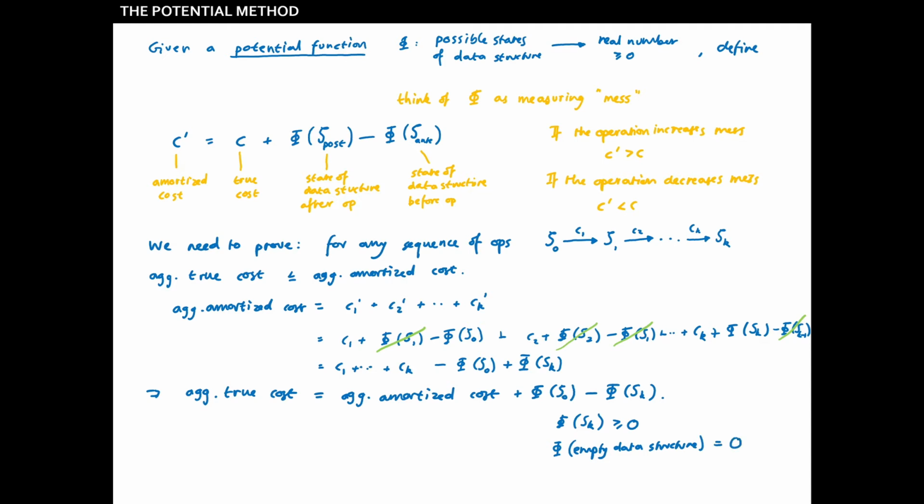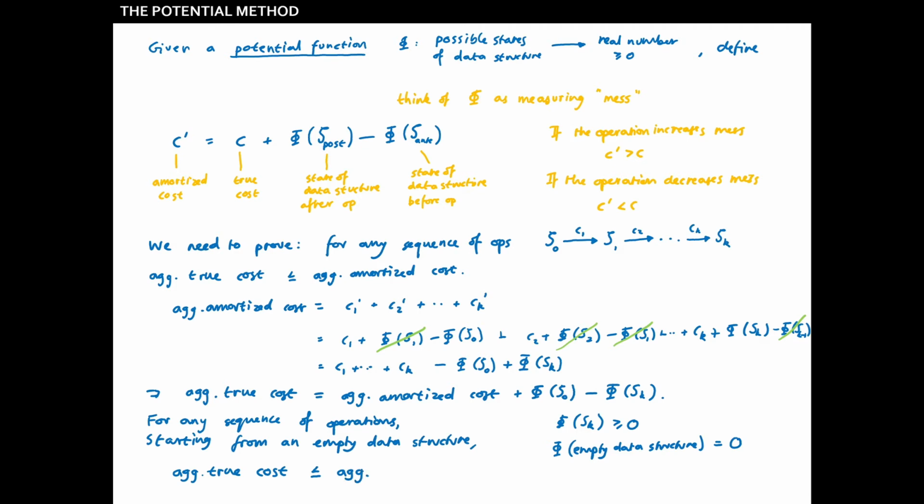So, in other words, for any sequence of operations starting from an empty data structure, what we've proved is that the aggregate true cost is equal to aggregate amortized cost plus 0 minus something positive. In other words, this is less than or equal to the aggregate amortized cost. So this C prime, which I proposed via the potential function, is a legitimate amortized cost. It satisfies this basic inequality.